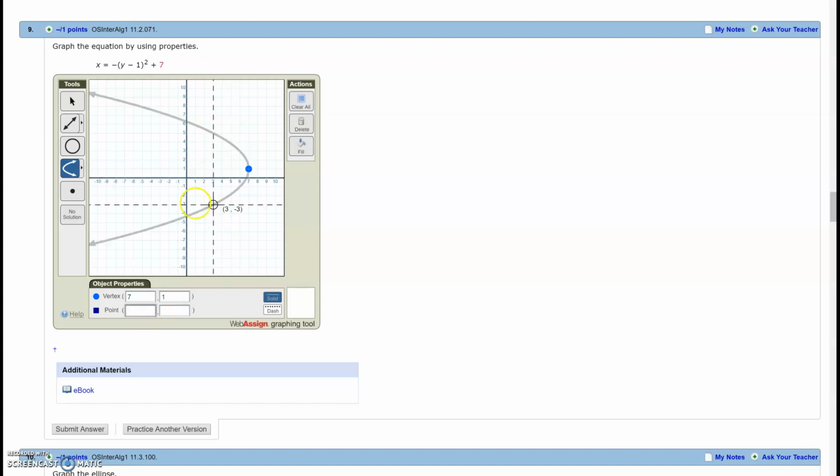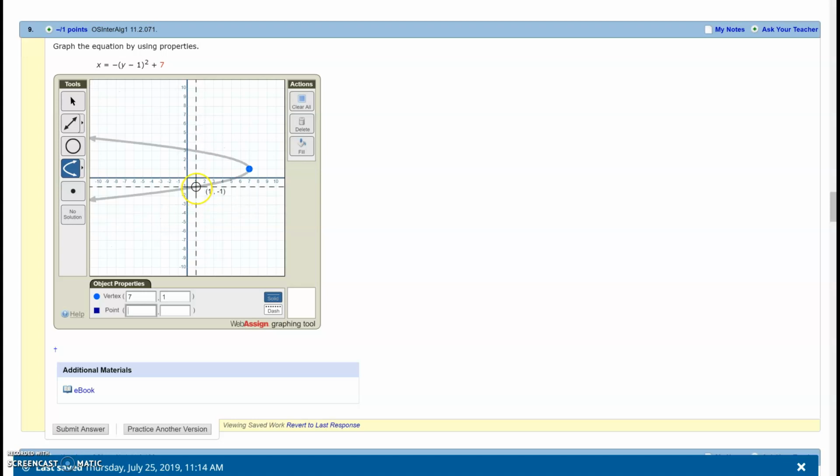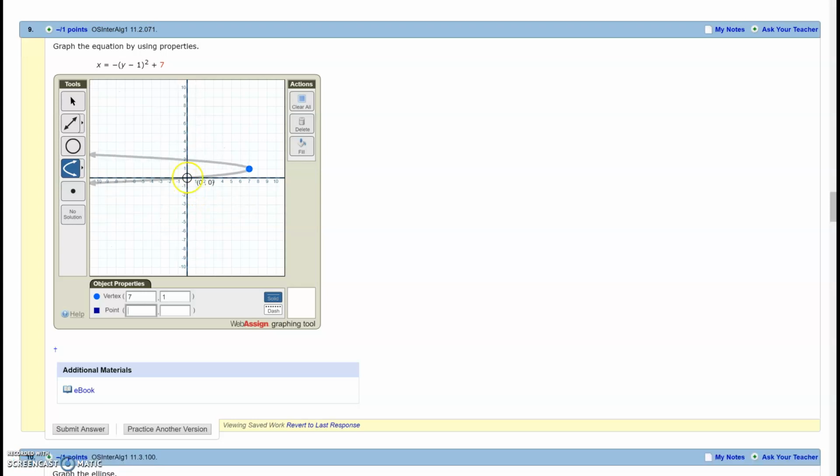And all you got to do is just choose any point that you want. It can be an x-intercept, it can be a y-intercept, or it can just be any random point. I can plug in x equals 0 and then figure out what y is. And then that should give you your parabola. So hopefully this was helpful.